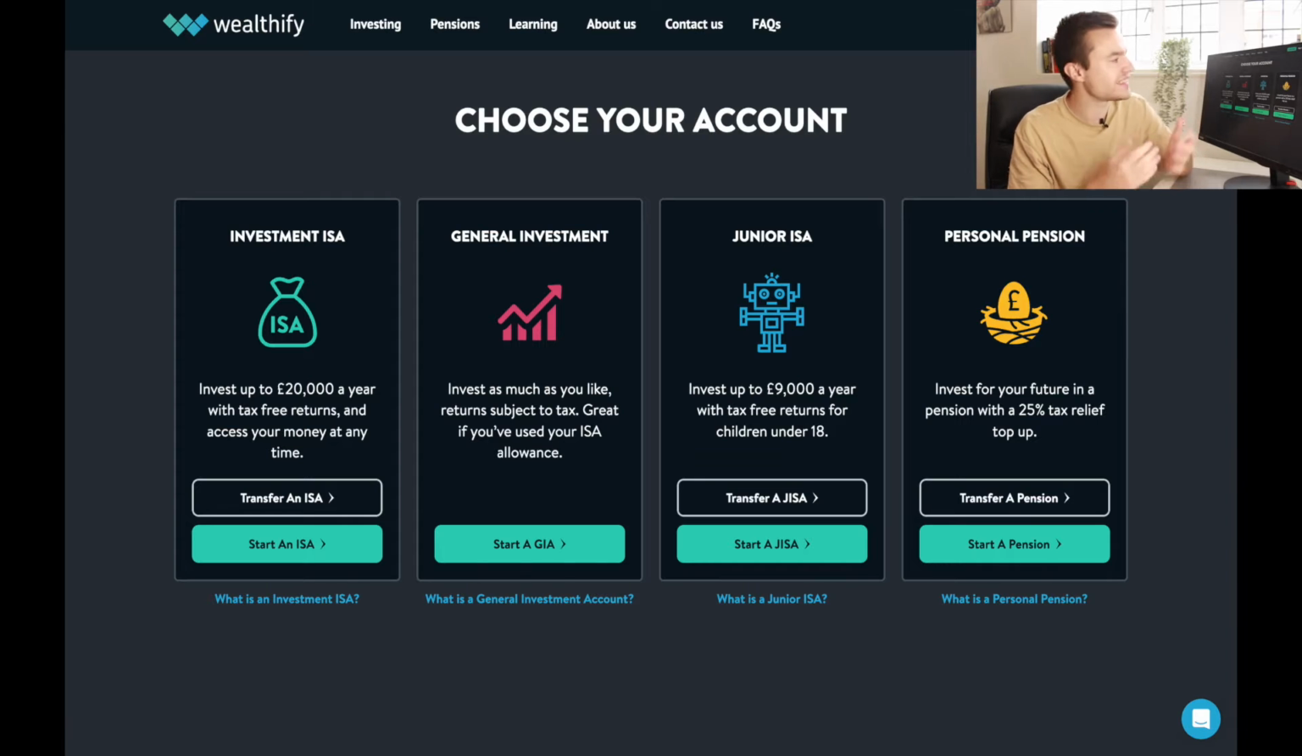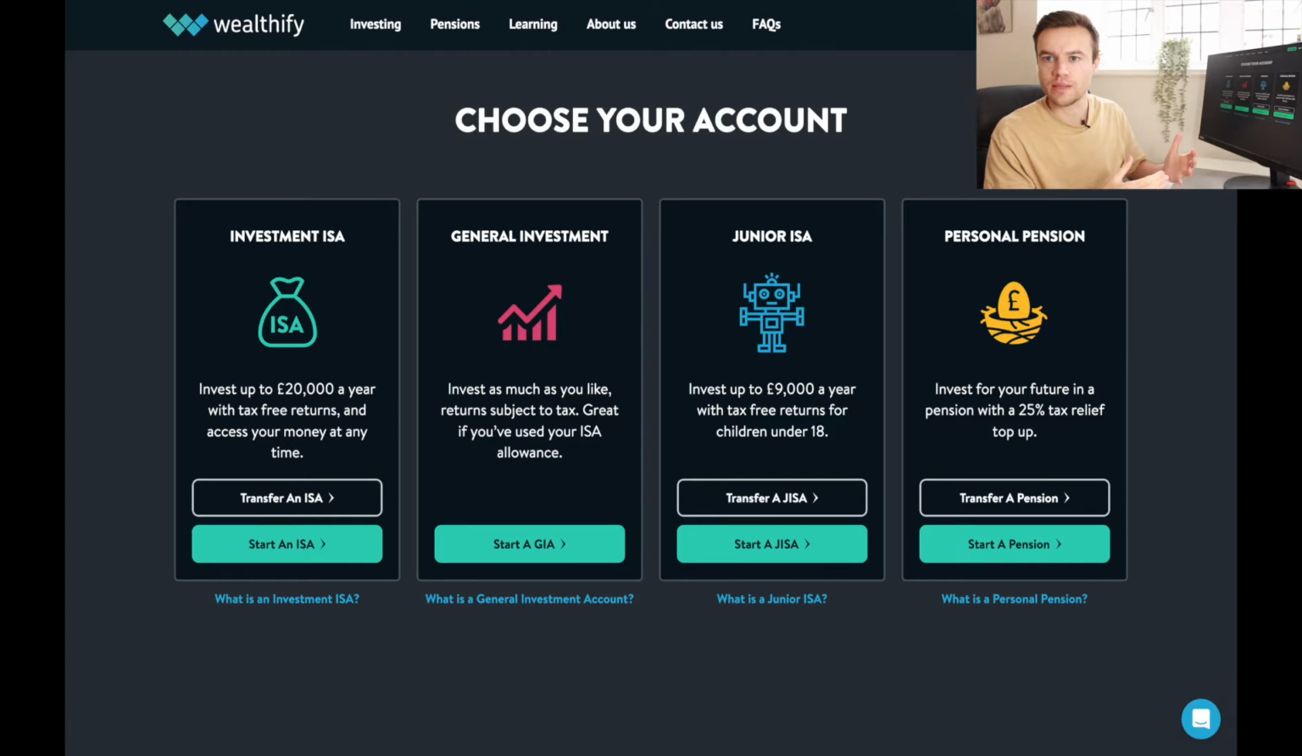Of course, this isn't perfect. If they had a LISA, a lifetime ISA, that would be great for those who want to invest to help them save up for their first home purchase. But these 4 accounts will be sufficient for most people. And most people who are looking to invest will either be looking at the investment ISA or general investment account. So Wealthify offers 4 types of accounts. It's very simply laid out.